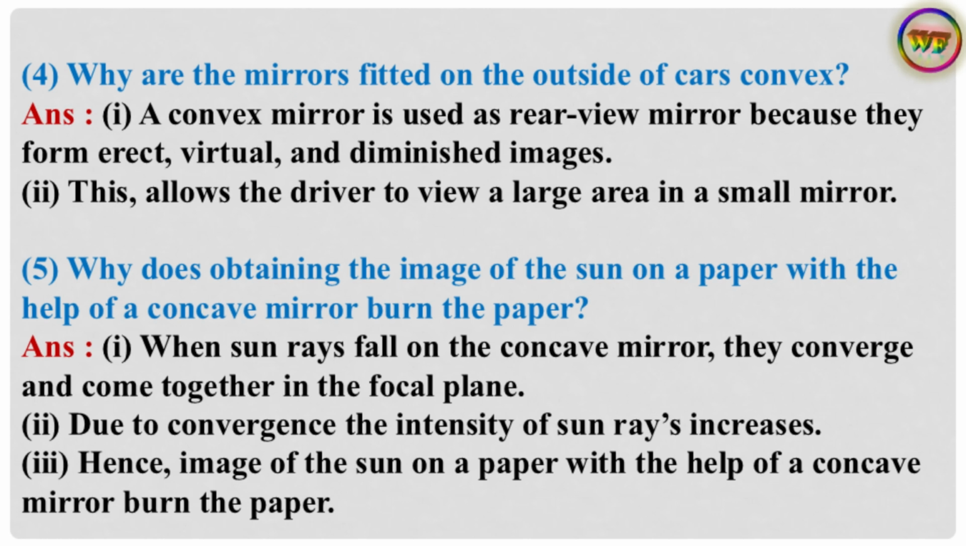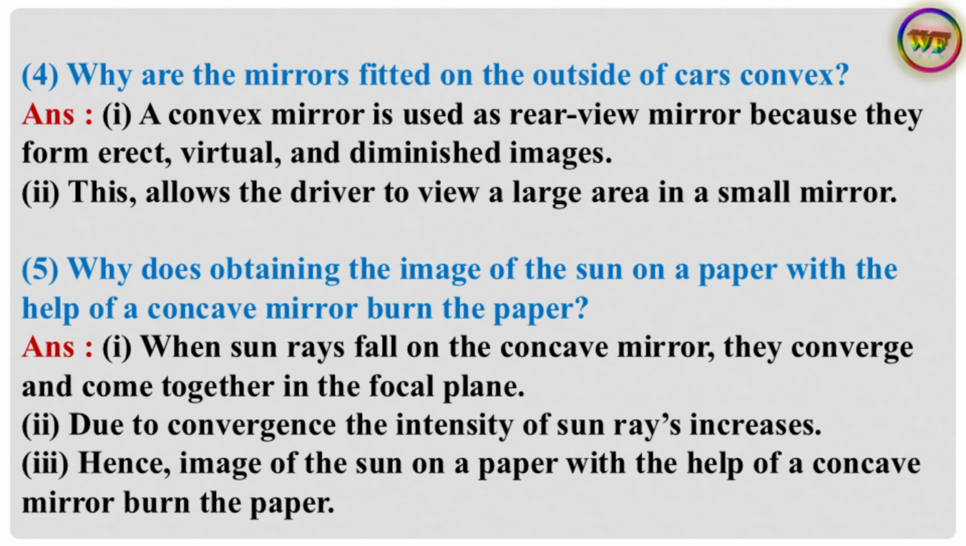Sub-question 4. Why are the mirrors fitted on the outside of cars convex? Answer. Point 1. A convex mirror is used as rearview mirror because they form erect, virtual, and diminished images. Point 2. This allows the driver to view a large area in a small mirror.